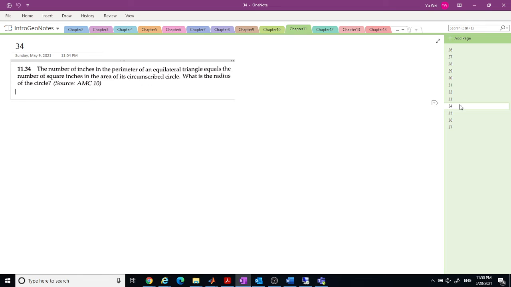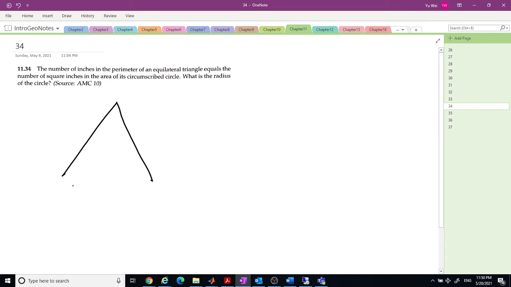34. So the number of inches in the perimeter of an equilateral triangle is equal to the number of square inches in the area of its circumscribed circle. Okay, so this is the circumscribed radius.